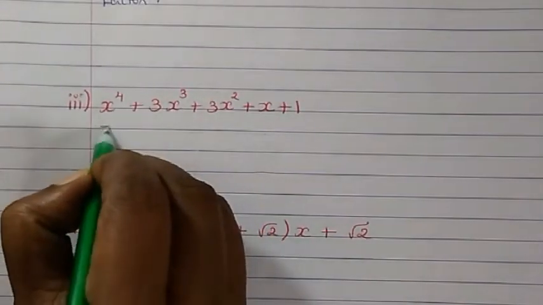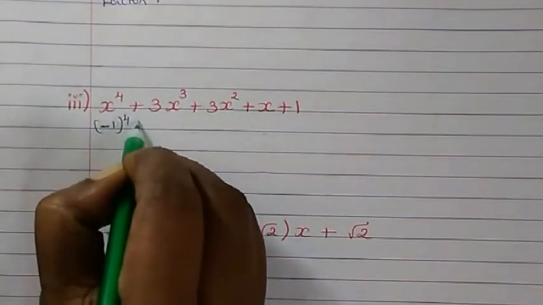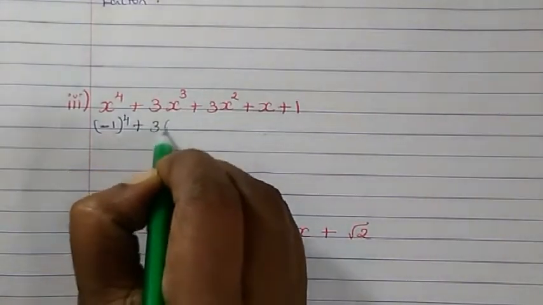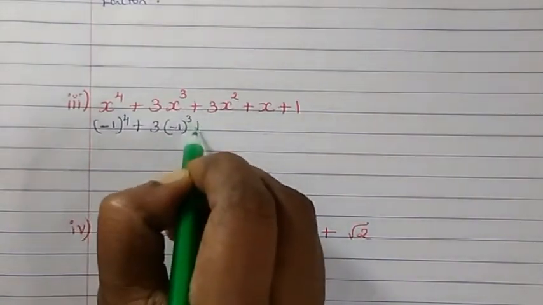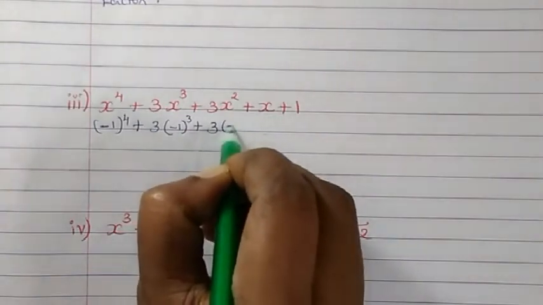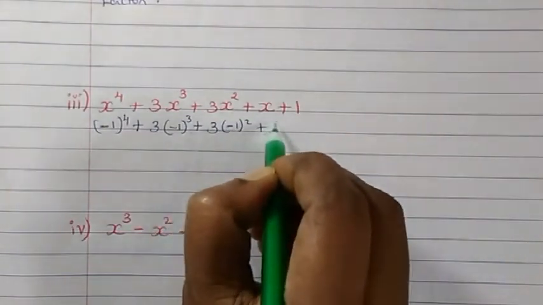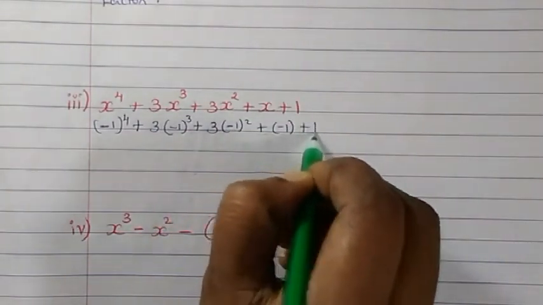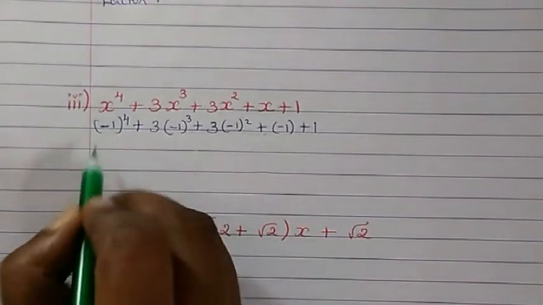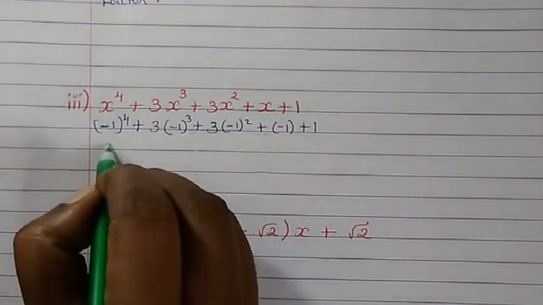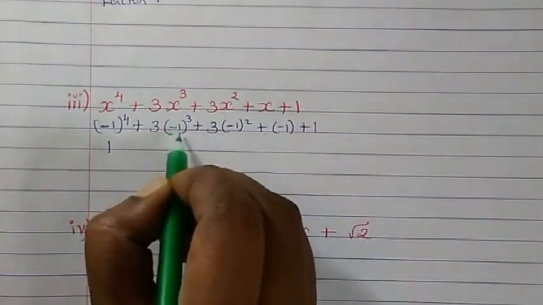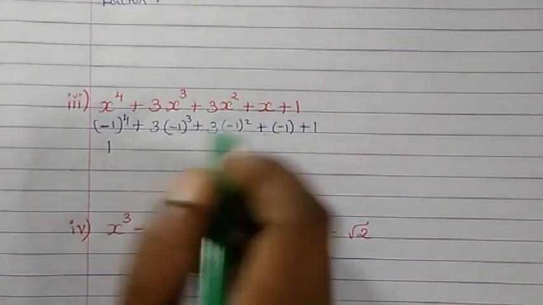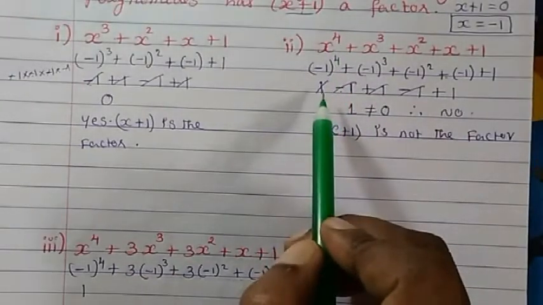Third, let's put here minus 1 four times plus 3 minus 1 three times plus 3 minus 1 two times plus minus 1 plus 1. So now four times, so it will become plus 1. Here three times, so it will get minus 1. I have explained this to you already. Four times means we get plus 1.